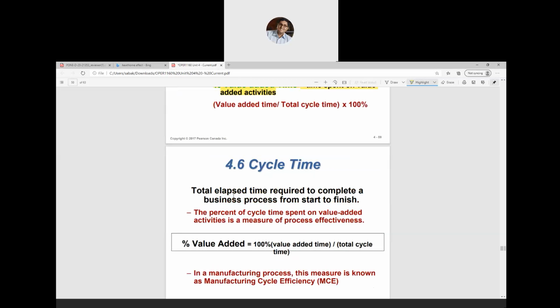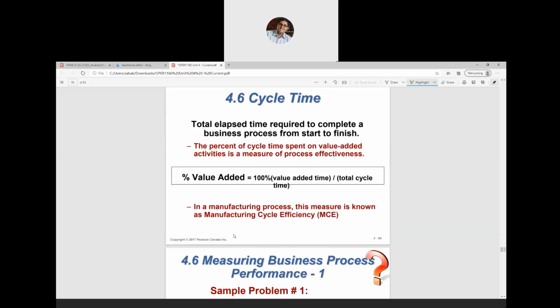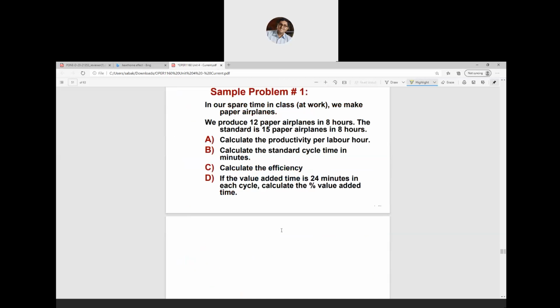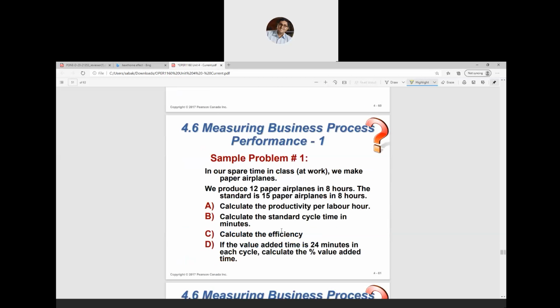You try to remove the wasted time to get the value added time. This is something we discussed last week. The total elapsed time required to complete a business process from start to finish is referred to as the cycle time. But in a cycle time, you will have value added activities and non value added activities. Non value added activities are typically the activities where you are waiting for a certain thing to happen. We can calculate the percentage value added time using this particular formula.